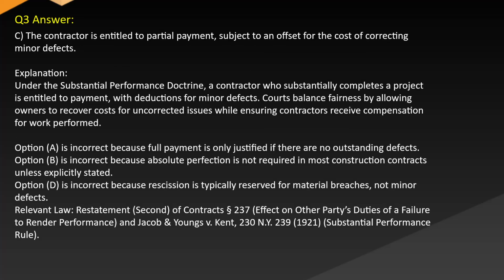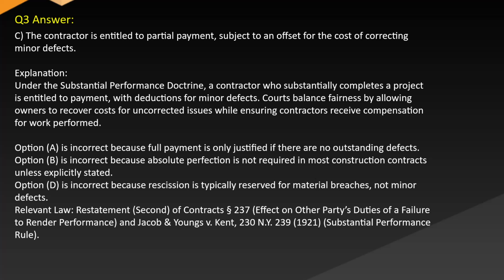Answer. C. The contractor is entitled to partial payment, subject to an offset for the cost of correcting minor defects. Explanation. Under the substantial performance doctrine, a contractor who substantially completes a project is entitled to payment with deductions for minor defects. Courts balance fairness by allowing owners to recover costs for uncorrected issues while ensuring contractors receive compensation for work performed.